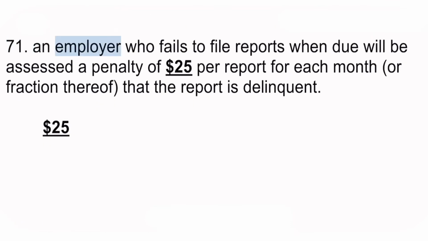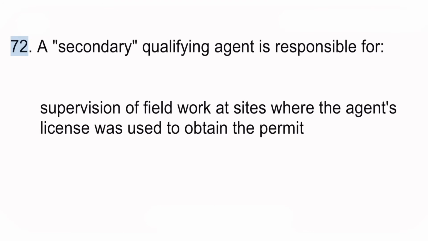71. An employer who fails to file reports when due will be assessed a penalty of $25 per report for each month, or fraction thereof, that the report is delinquent. $25. 72. A secondary qualifying agent is responsible for supervision of field work at sites where the agent's license was used to obtain the permit.